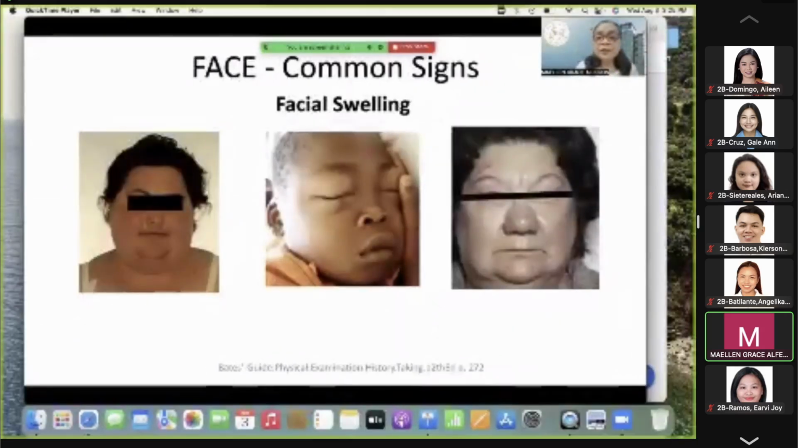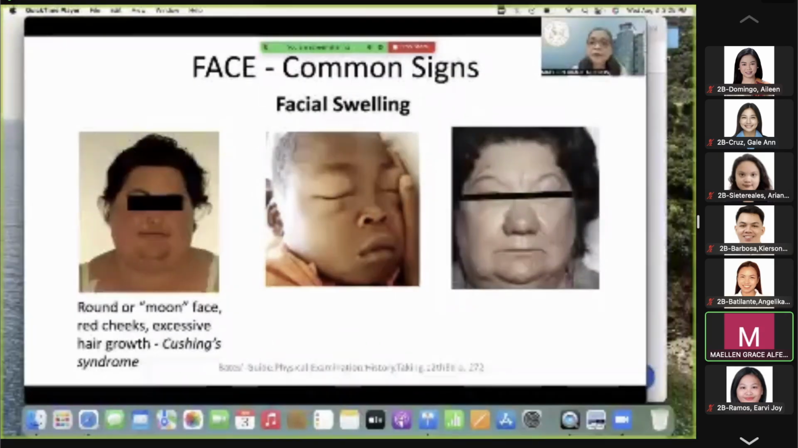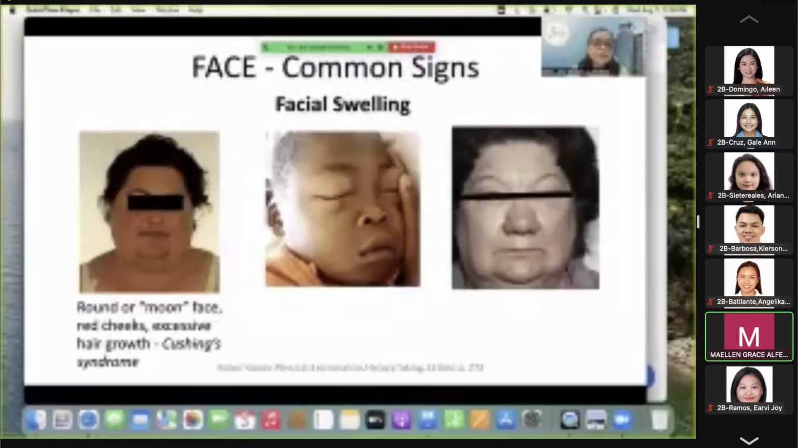Now, next one would be facial swelling. When you look at these three pictures, the faces are all swollen, but they come from different entities. For the first picture, you can see a round or moon face because aside from fullness of the cheeks, you see that the temporal area is also bulging. You see the redness, and there is also excessive hair growth, and this is usually seen in patients who have Cushing's syndrome.